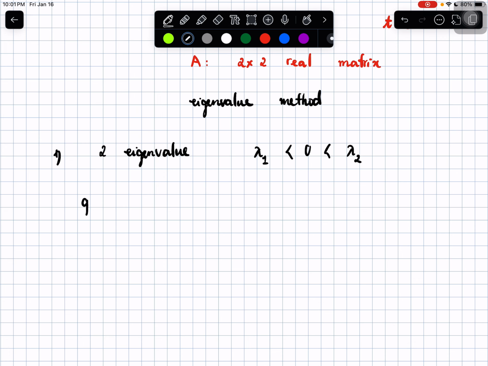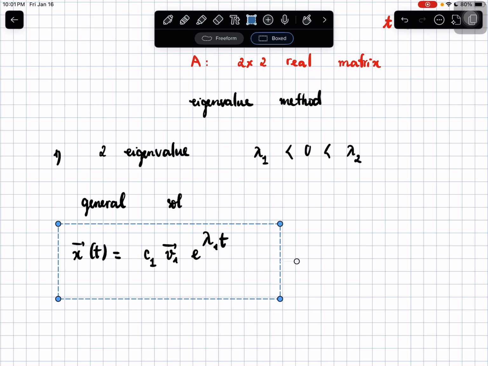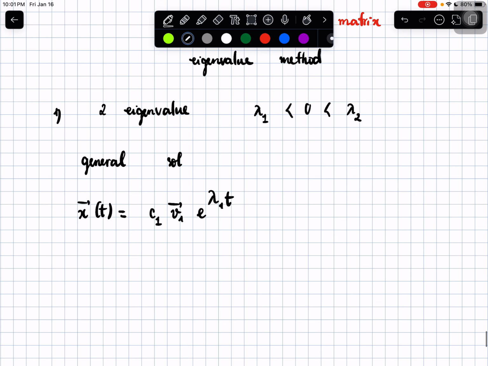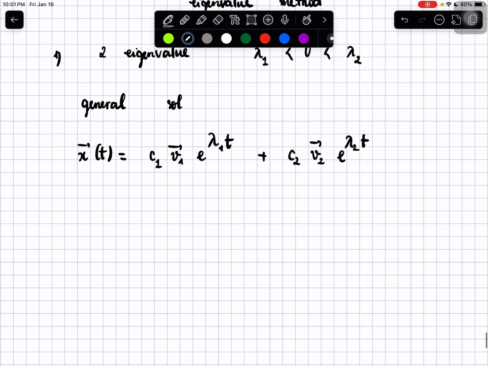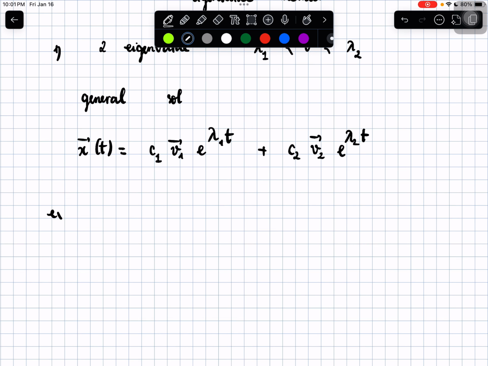The general solution is of the form x(t) equals c1 v1 e^(lambda 1 t) plus c2 v2 e^(lambda 2 t), where v1 is the eigenvector corresponding to the eigenvalue lambda 1. So let's do an example of the phase portrait.